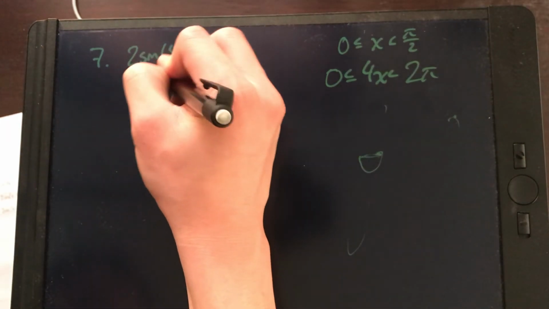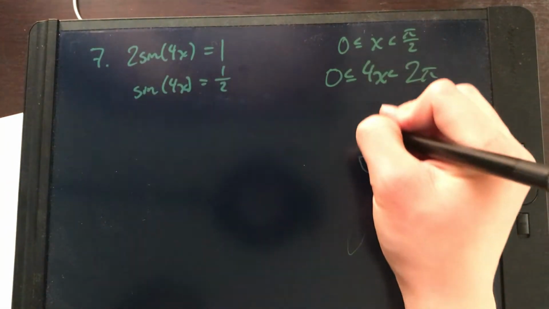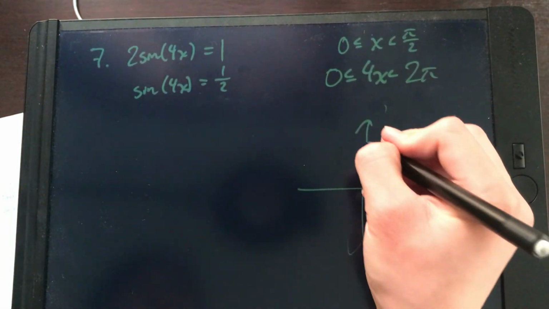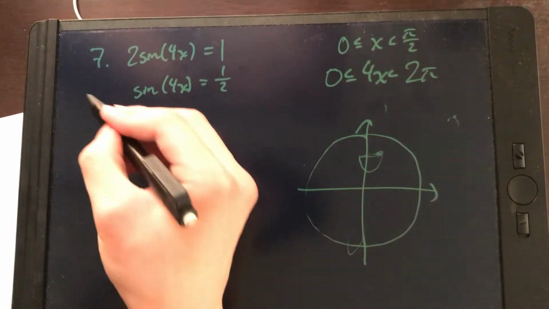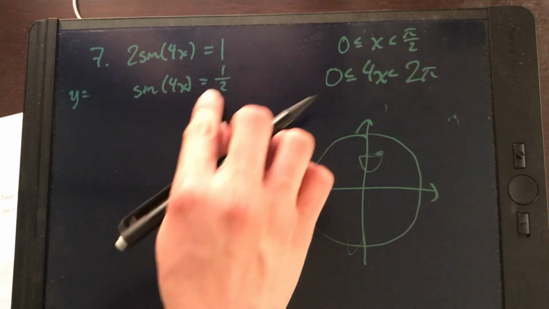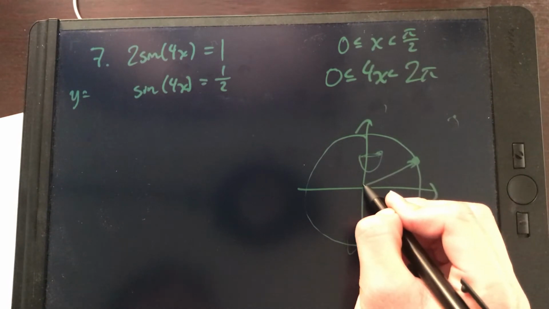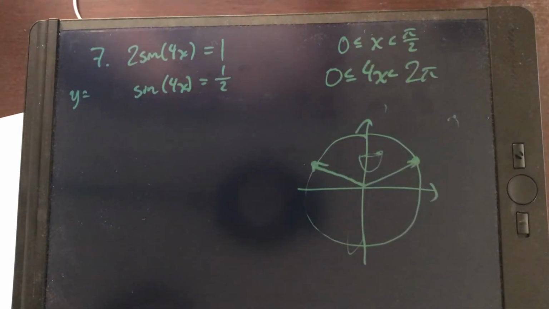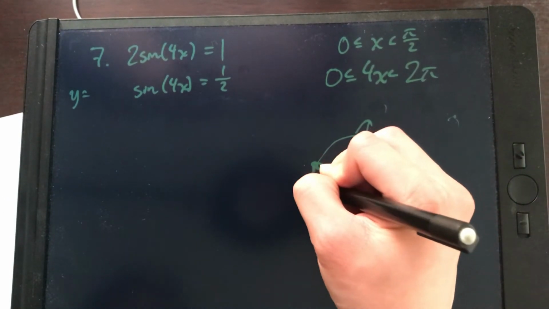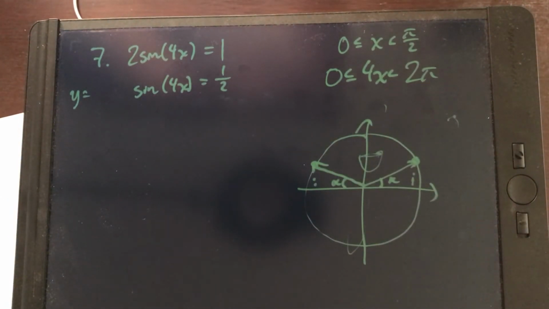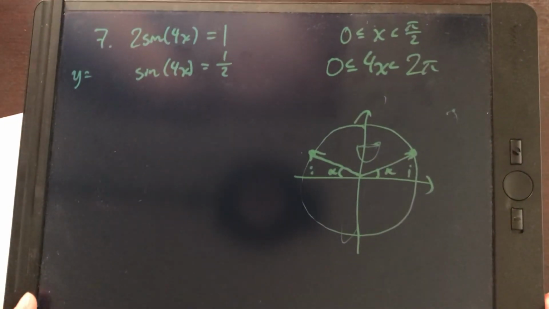I'll isolate the sine function. So sine 4x equals 1/2. I'm going to draw my circle, just a sketch. Where is the y coordinate equal to 1/2? It's equal to 1/2 maybe around here in the first quadrant or here in the second quadrant. Same idea with the reference angle. In this case, I won't need to use the inverse trigonometric functions because 1/2 is a number that we know for sine. It's a special number.